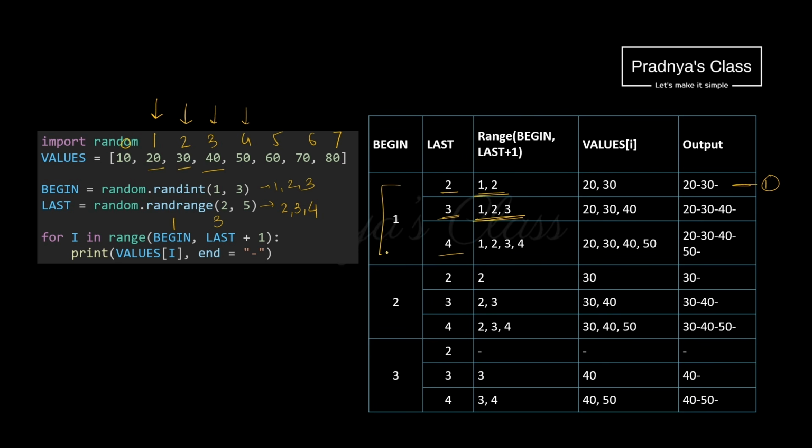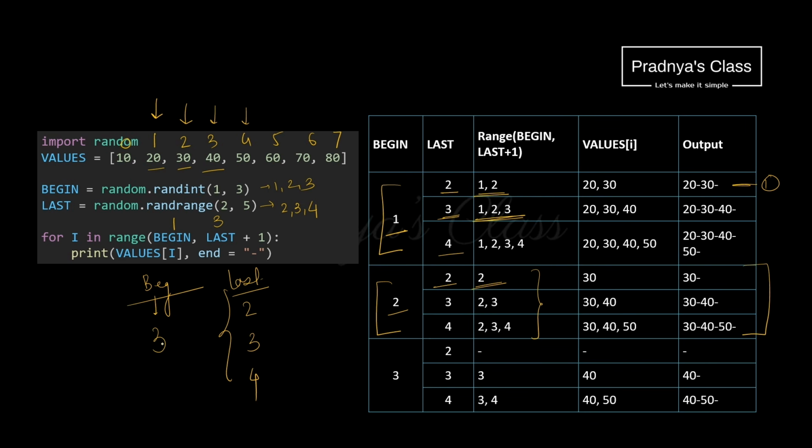With that, the combination with the value 1 got over. Now we need to do the combination with the value 2. It means the value of begin will be 2 and the last will be 2, 3, 4. Let's work out then for the value 2. If begin is 2 and last is 2, it means the value of I will be 2. The element which is at index 2 is 30. It means 30 dash. In this way, for these values, we will get this possible output.